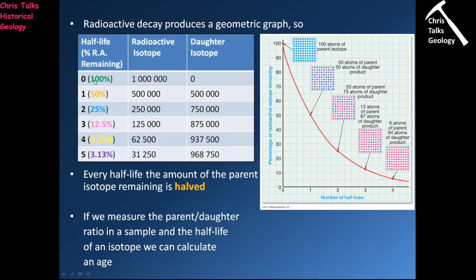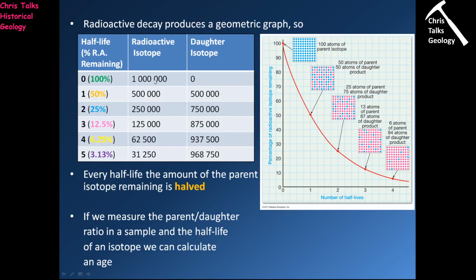After 1 half-life, 50% of the parent isotope has changed from the parent to the daughter, completely. After 2 half-lives, half of this number has now turned into the daughter isotope. So now, as you can see, the parent isotope has decreased by half from the previous amount, whereas the number of daughter isotopes has now increased by 250,000.